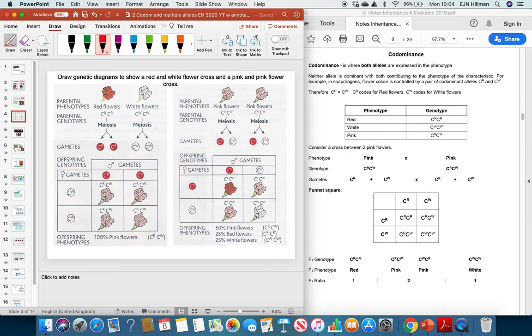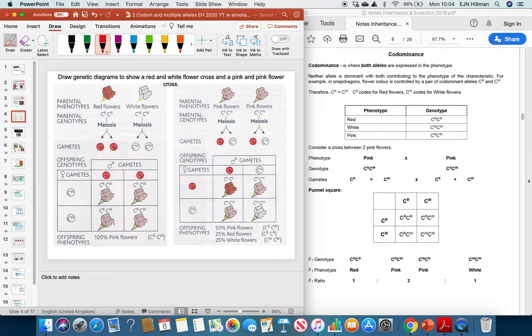So this is showing that the male gametes are CRCR, or contain the CR allele. Female gametes contain the CW allele. All four, or 100% of the offspring will be pink flowers.